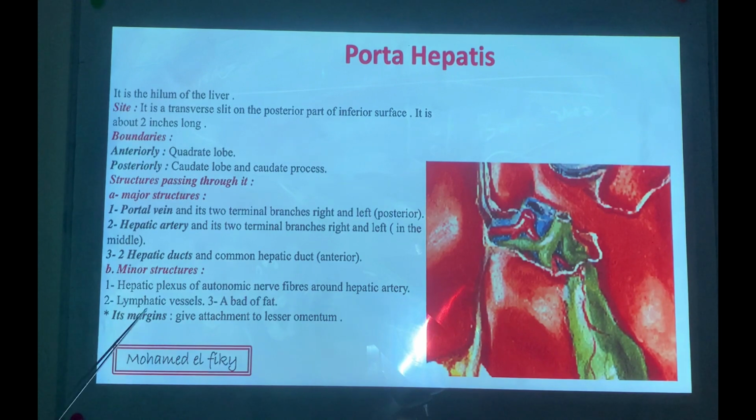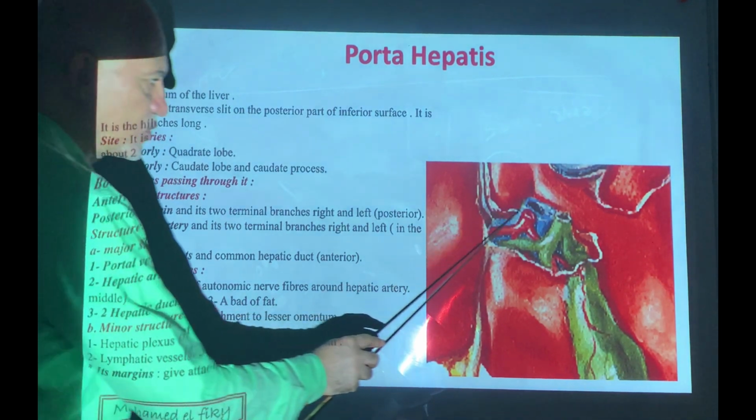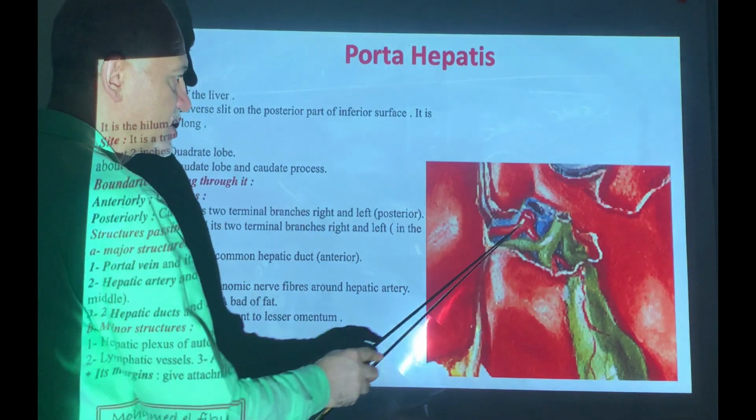Remember, the margin of the porta hepatis gives attachment to the lesser omentum.